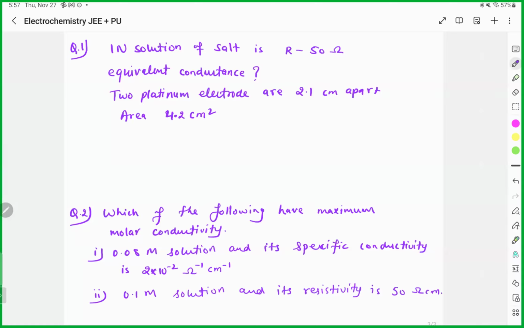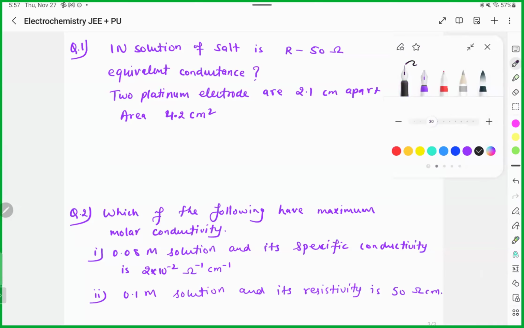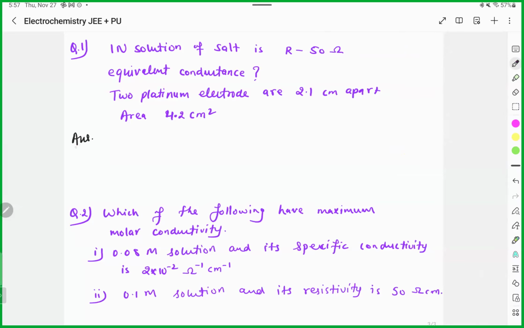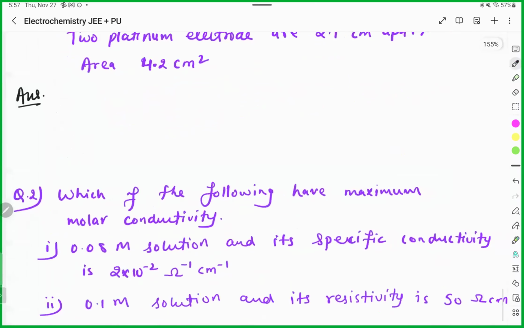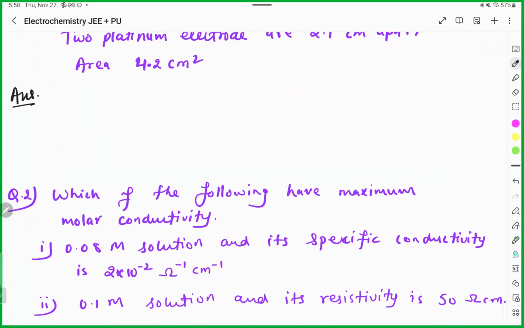First question is done. Yeah, sir. What is the answer? So the answer is... sir, is it 10 Siemens centimeter square per gram equivalent? Samarth, what is your answer? Sir, I got 1 by 50 Siemens. 1 by 50 Siemens. Yes, sir.